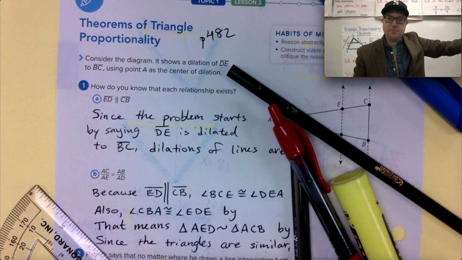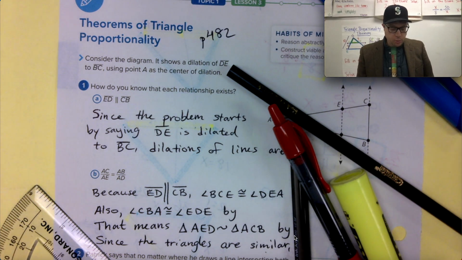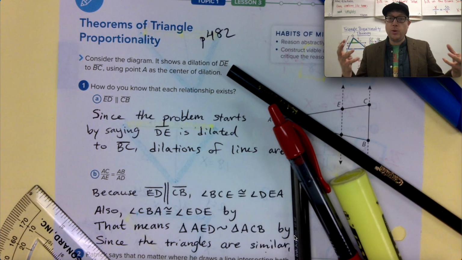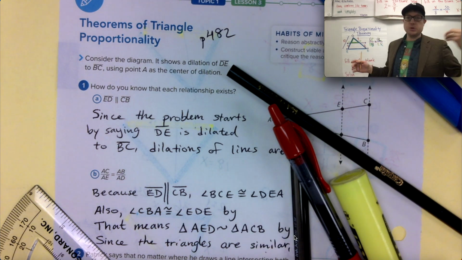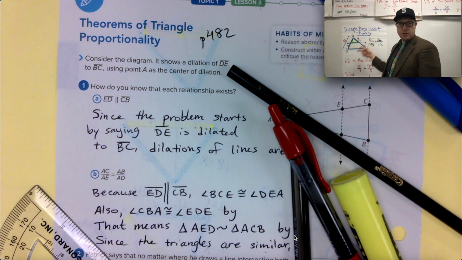What's up, you guys? Page 482. We're talking theorems of triangle proportionality, and we want to be able to discuss what we know about sides that are created in triangles where at least two of the sides, like right here, these bottom two, are parallel.